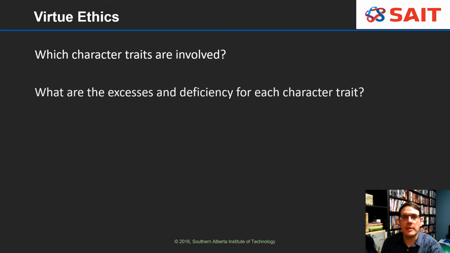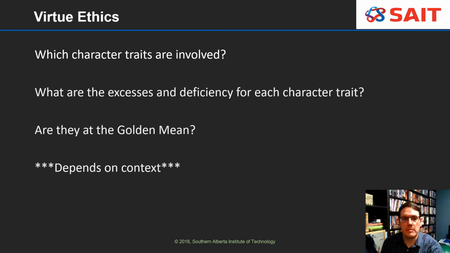An excess of a character trait is when there's too much of it, and a deficiency is when there's not enough. Then, to be virtuous, the balance has to be at the golden mean. That's somewhere in between excess and deficiency. And keep in mind with virtue ethics, this always depends on the context. There are no fixed rules which will tell you in a situation what's right or wrong.